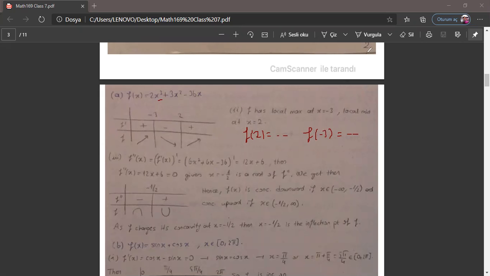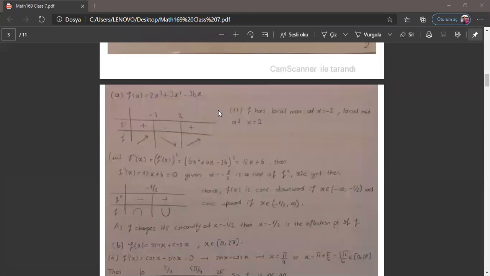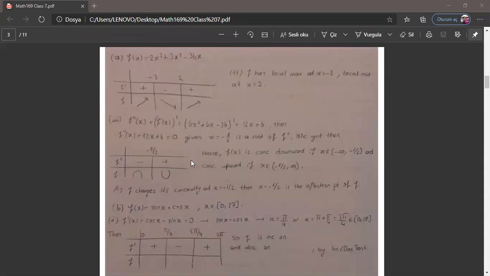And for the last part, what do we do? We need to find the intervals of concavity and the inflection points. When we talk about concavity, we need to know the roots of the second derivative of the function. So we take the derivative again. We have already f prime, so we take its derivative. We have this polynomial again, 12x plus 6, and we equalize it to 0 to get the roots of the function, and get -1/2 as the root of f double prime.